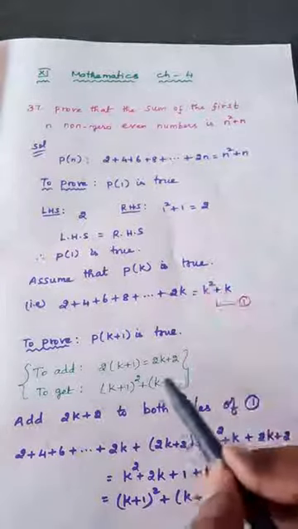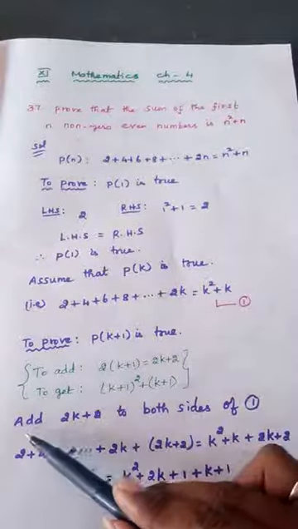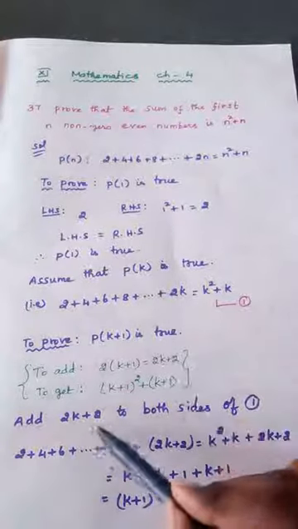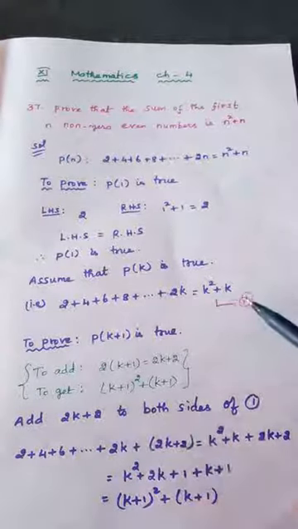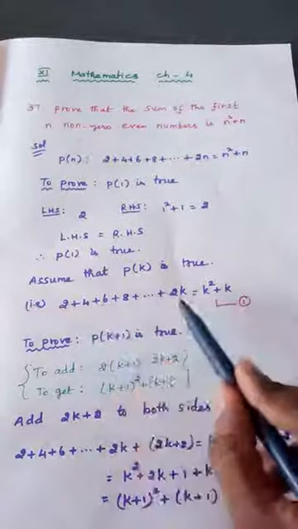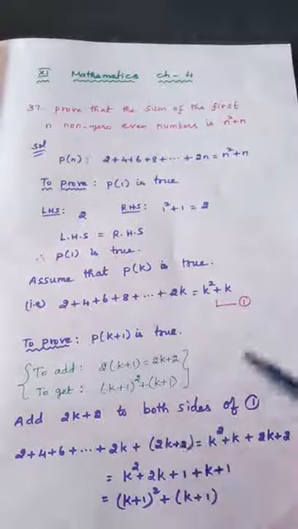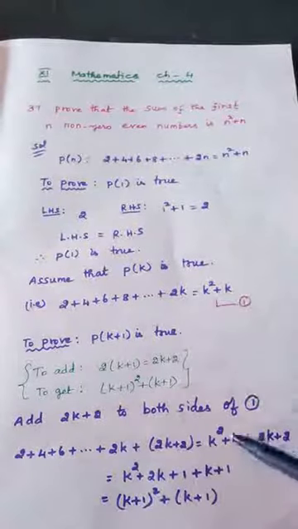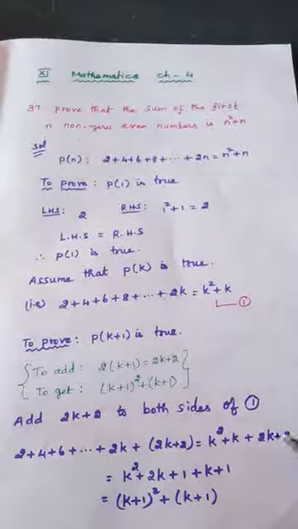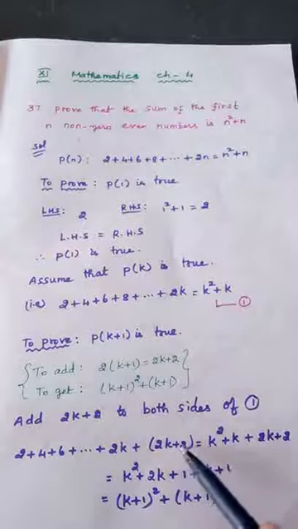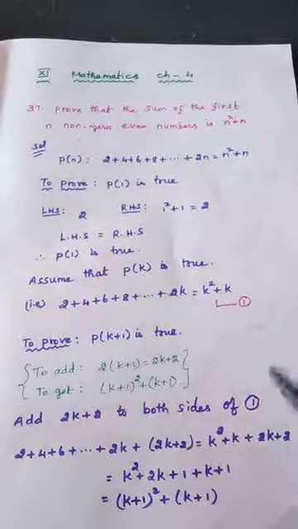Okay, since we found out here, we are writing that adding 2k plus 2 to both sides of equation 1. So equation 1 is written here, plus adding this term 2k plus 2. Similarly, right hand side k square plus k, with that we are adding 2k plus 2. So adding 2k plus 2 on both sides of equation number 1.